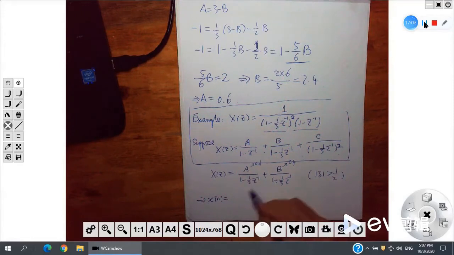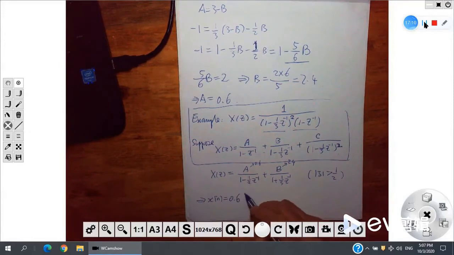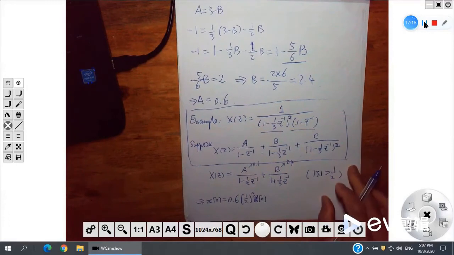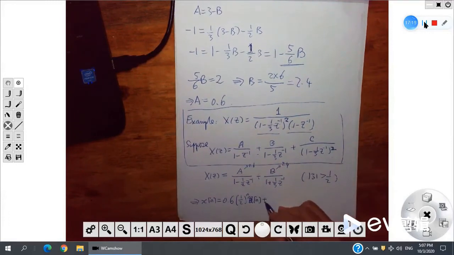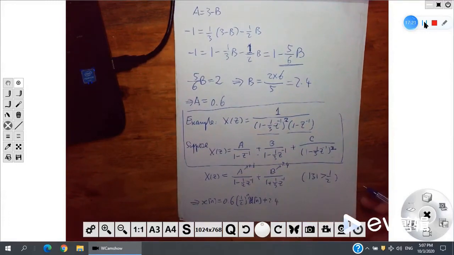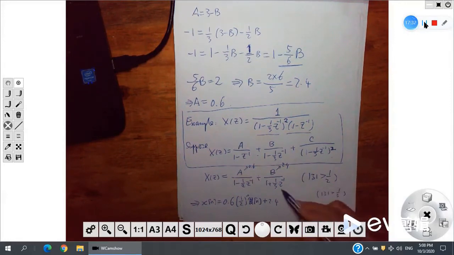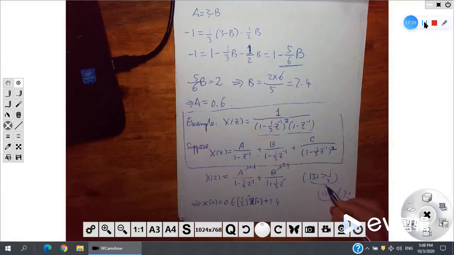This will be a, which is 0.6 times 1/2 to the n u of n. And second is b, 2.4. Okay, here is 1/3. You check the table, you want z larger than 1/3. Right? You want this one. And we only have these. Can we have these? I will say yes, right?